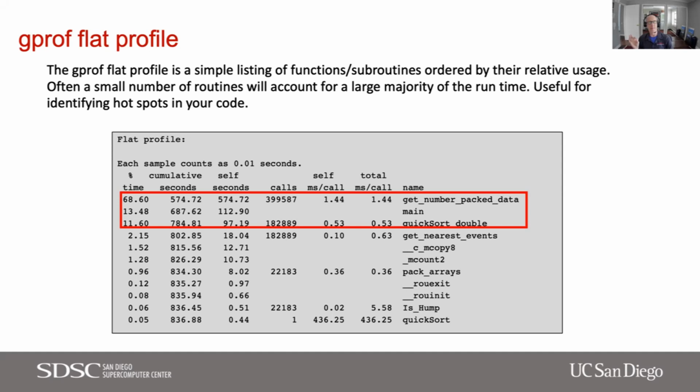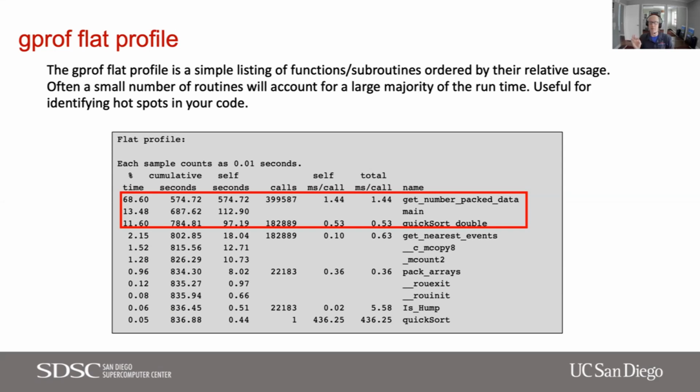In the next column, we'll see what we call the cumulative seconds. So that's how much time was spent by that routine and all of the routines above it. Of course, that's going to grow as we move our way down the table. The next column after that is what's called self seconds, and that's the amount of time actually spent in that routine, as opposed to the time spent in routines that are called by that routine.